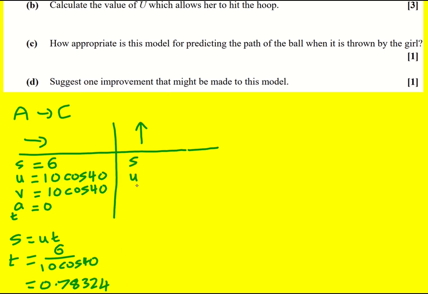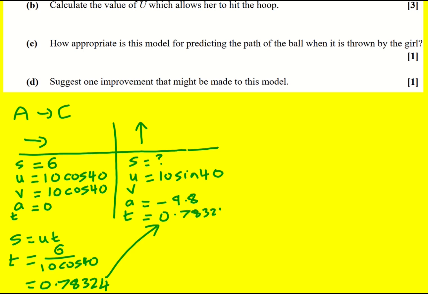Right, now let's go back to working vertically. So we want to work out what S is here. U is back to being 10 sine 40. A is back to being 9.8. But now we know the time from the horizontal part. It's going to be the same 0.78324. So for this, we don't know V, but we can use S equals UT plus half AT squared.